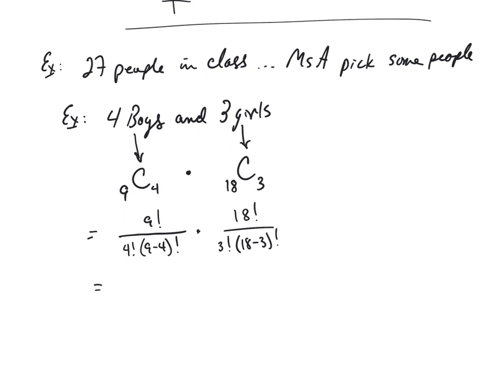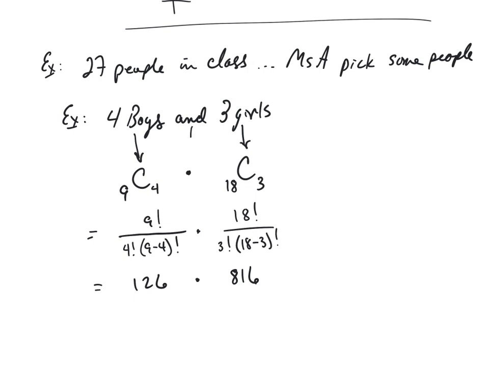Let me punch each of these out on my calculator. All right, so 9. So this first one is 126, meaning Miss Anderson would have 126 different ways she could pick 4 boys from the group of 9. And then for the girls, she would have 816 ways she could pick a group of 3 girls from a total of 18.